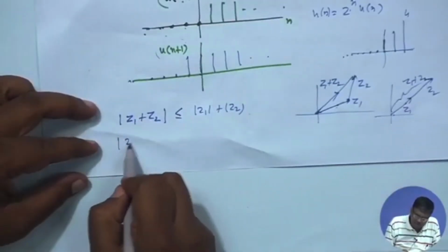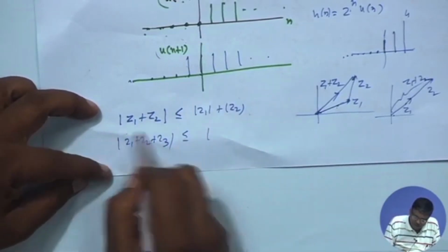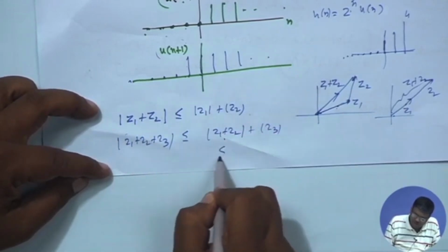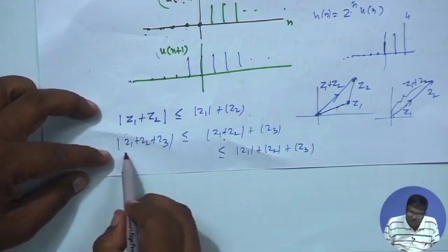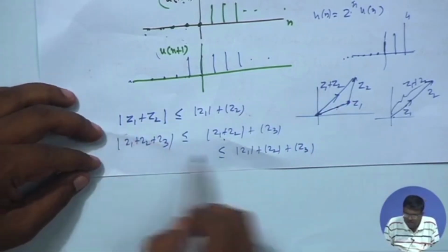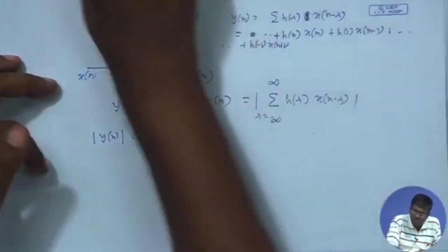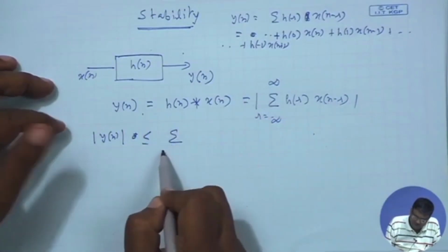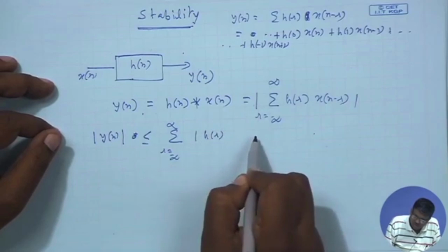So, what we have here, you can generalize it. If I have z1 plus z2 plus z3, it is less than or equal to mod, you can take these two together first, plus z3, then again you can take this like that. So, this way you can build up that mod of summation is less than or equal to summation of mods. So, there is a summation and mod, so that is less than or equal to summation over mod.